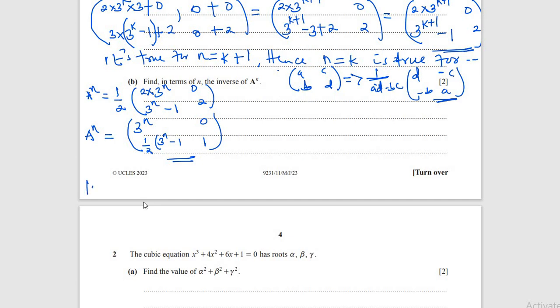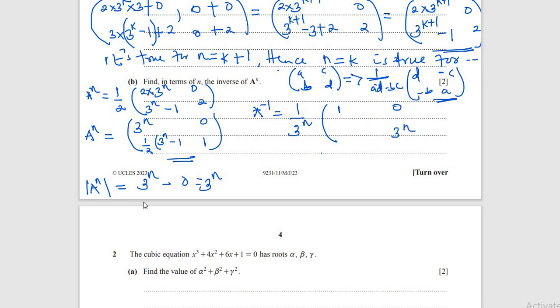Now this is the inverse we are looking for. So what is the determinant of this? The determinant of A raised to the power n: 1 times 3 raised to the power n is 3 raised to the power n, minus this one times 0, that's 0. At the end of the day, the determinant gives us 3 raised to the power n. That's our determinant. Let me separate it. Hence the inverse will be 1 over the determinant, which is 1 over 3 raised to the power n. This will swap, so 1 comes there, 3 raised to the power n stays there.